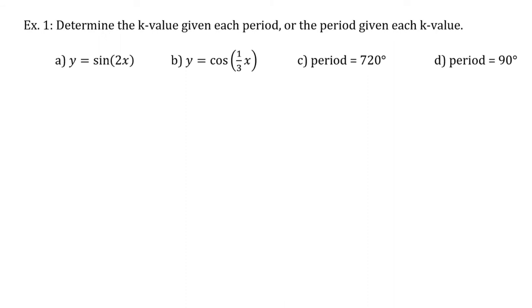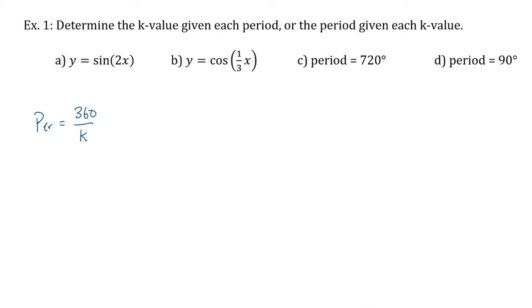Now, again, A and B are not things we're going to have to do in this course, but I thought I'd throw them in there anyway. So what's happening with A and B is that looks like an equation that I've been given that I have to graph. And if I was going to graph it, I would have to calculate the period. And the formula is 360 divided by k.